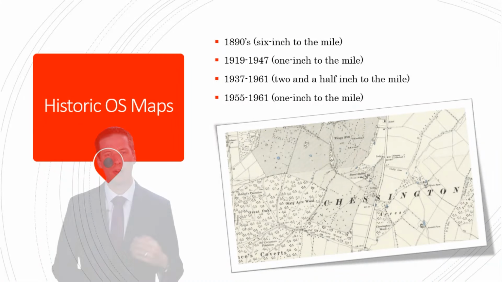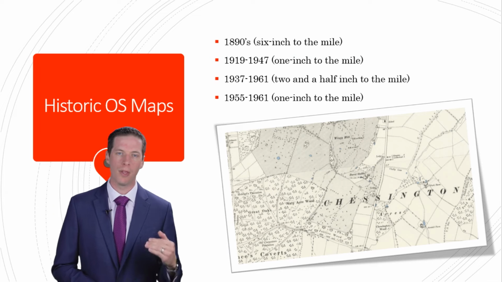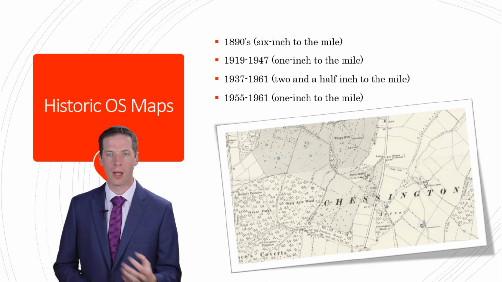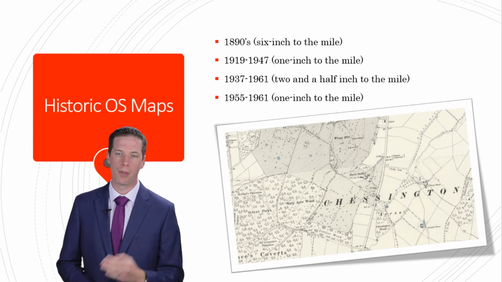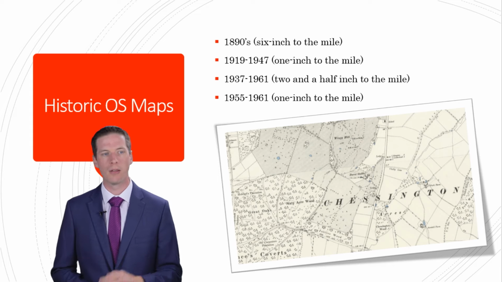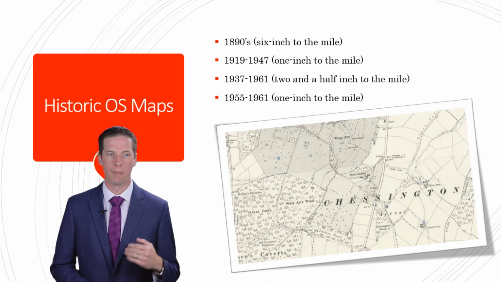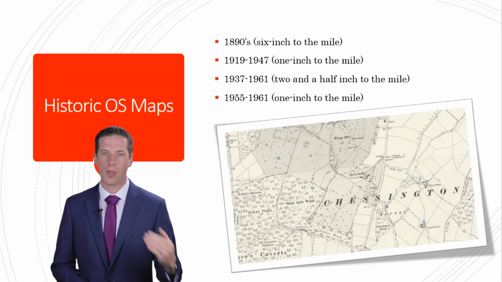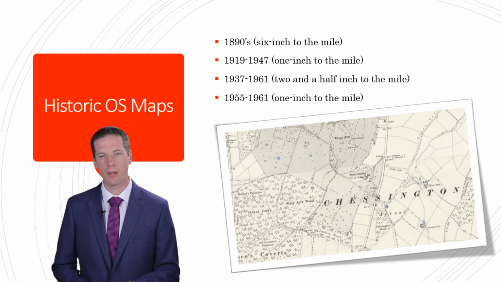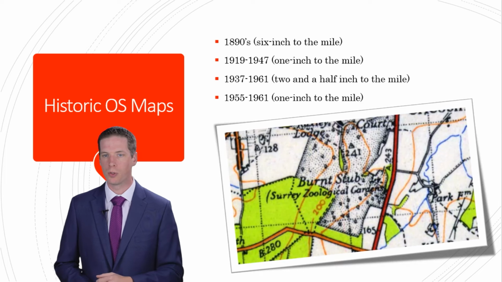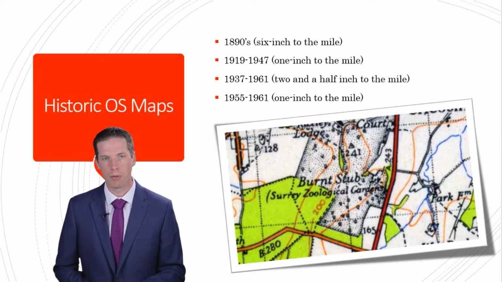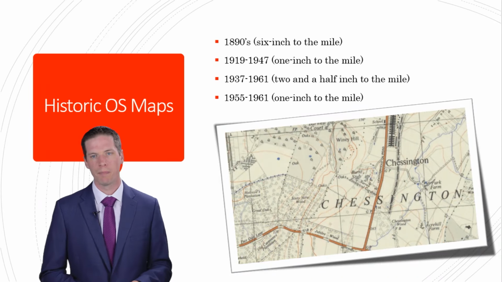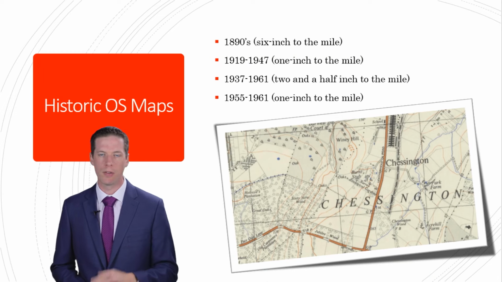So moving on, we have historic Ordnance Survey maps. Now these are different layers of maps that you can go through for different periods. So I've loaded up here the 1890s map layer for Burnt Stubbs. So the 1890s layer is a 5 foot to the mile for London, or 6 inch to the mile for the rest of the country. We also have a layer from 1919 to 1947, which shows us Surrey Zoological Gardens, which was built on the grounds of Burnt Stubbs. We then have a 1937 to 1961 layer, again that's 2.5 inches to the mile scale.